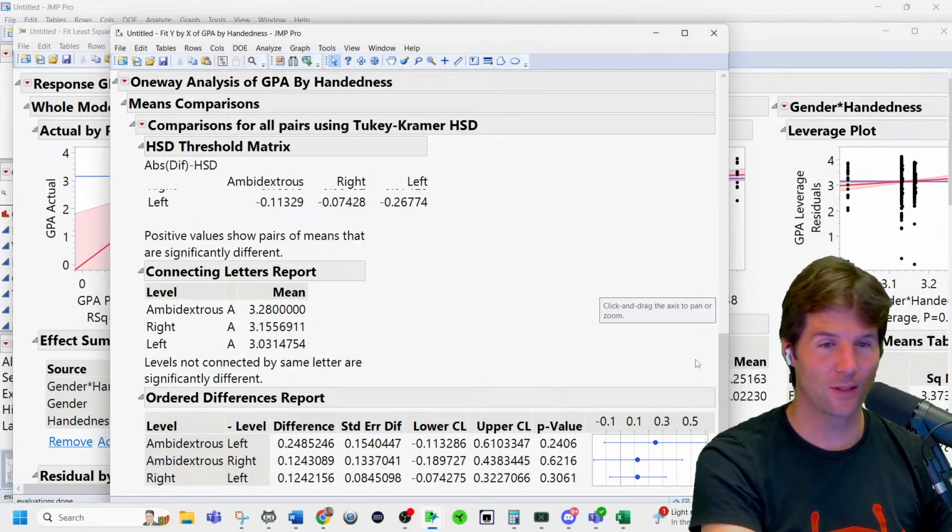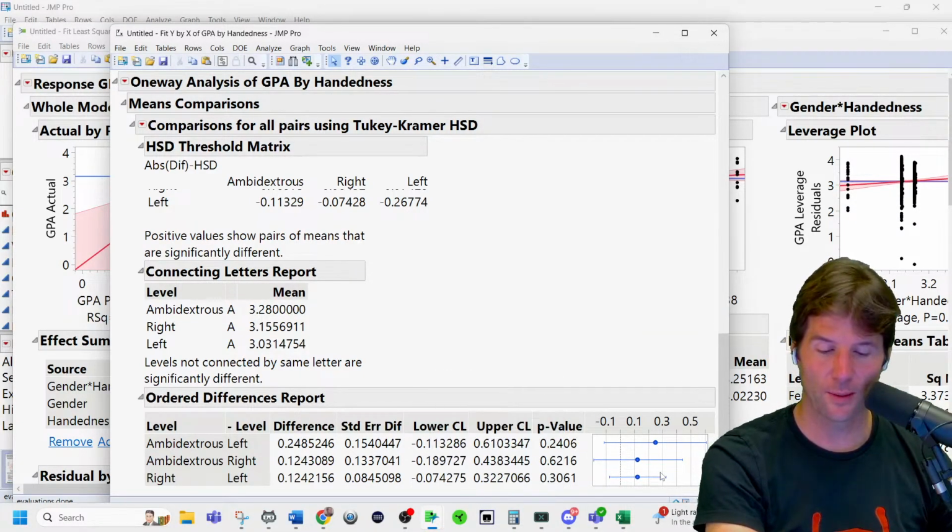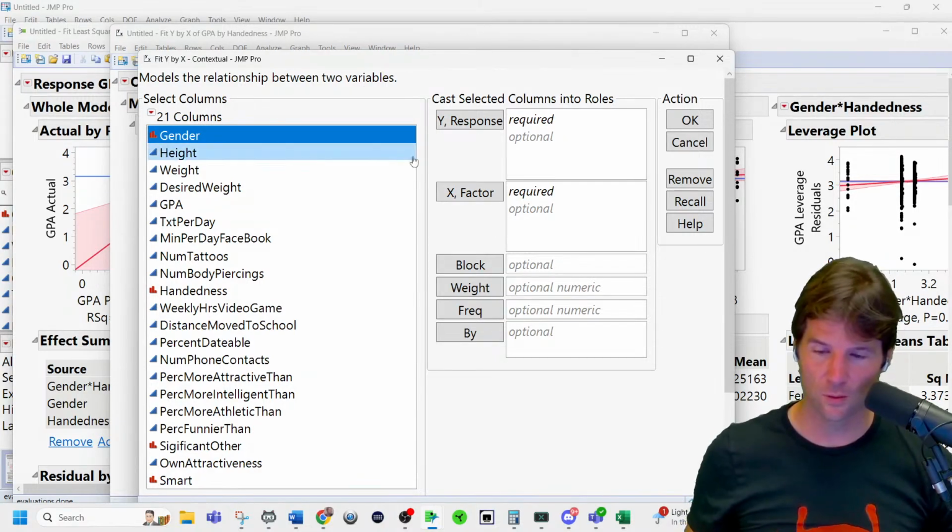So they do count. Random chance, these differences right here are due to random chance. The intervals overlap. The connecting letters report shows that they're all the same group. I'll show you this, and then we're going to do the last 2 questions.